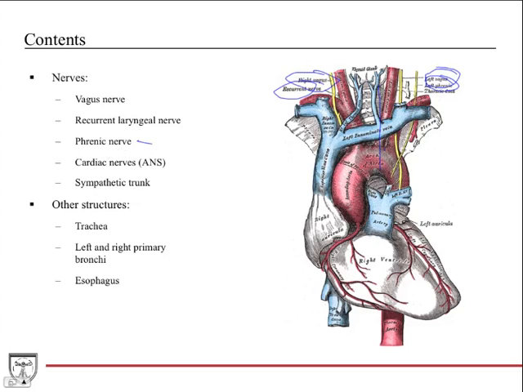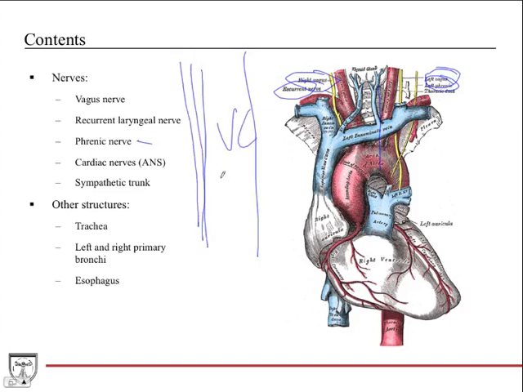You have some cardiac nerves, which are in the plexus. These are ANS, and then you have the sympathetic trunk, which you can't see too well because it's just adjacent to the vertebral column on either side. So that would be more posterior to all these structures. Because if you remember, you have your vertebral column like this, and then you have your sympathetic trunk traveling on either side, and so this would be just posterior to these structures.